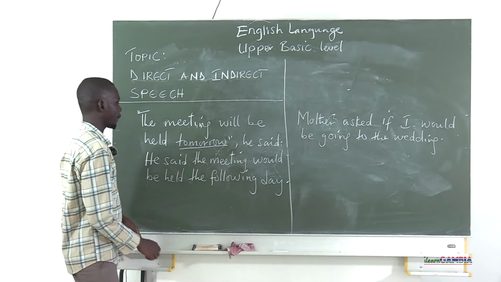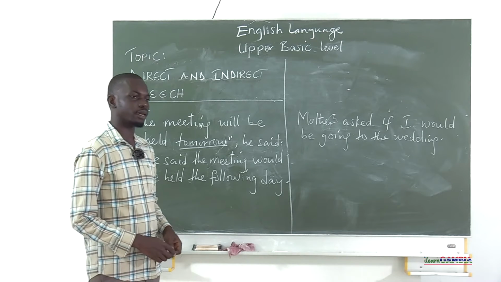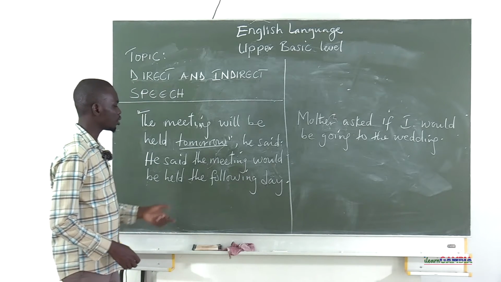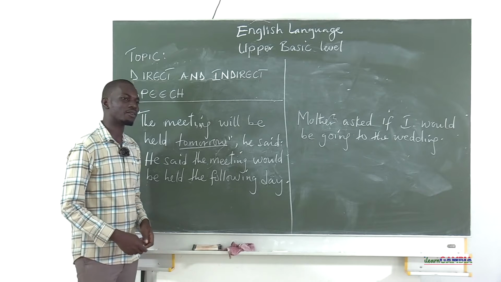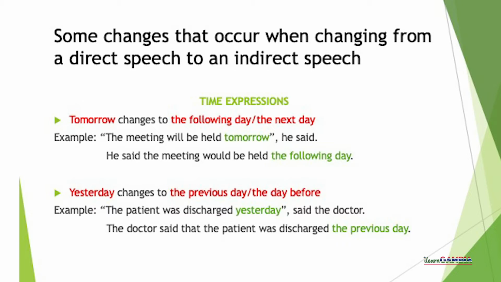Period. Okay? He said the meeting would be held the following day. So you can see that tomorrow has changed to the following day, meaning at that particular time when he was saying it, the meeting was going to be held the following day or the next day. Okay? So we can no longer use tomorrow when we are reporting a statement. Okay? So tomorrow changes to the following day or the next day. Now, look at another example here.